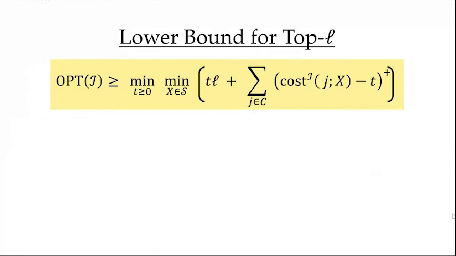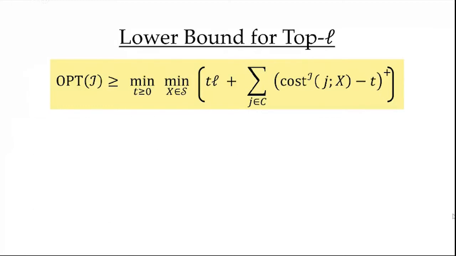Sorry, could you just go back to the definition of cost again? So this is an instance. This is a solution. When you play the solution, client J gets this cost. And is the weight baked into that? Oh, this is just for the top L. I'm looking at a simpler case where weights are 0 and 1.